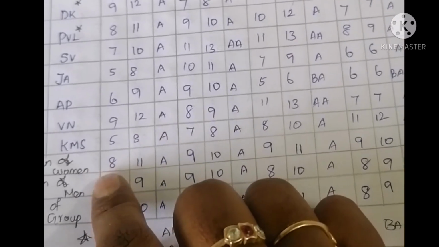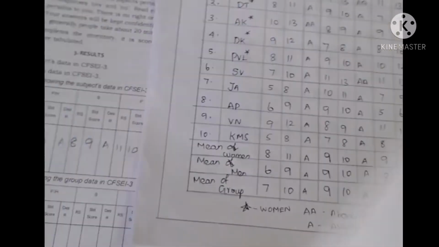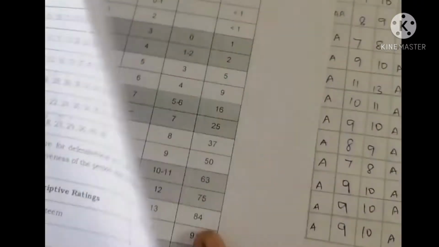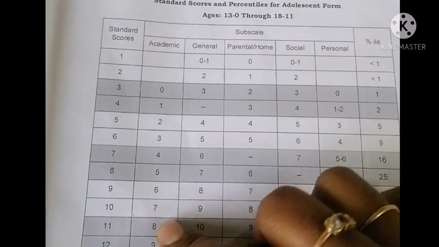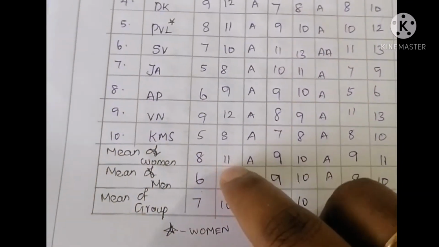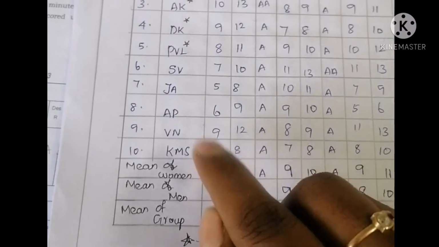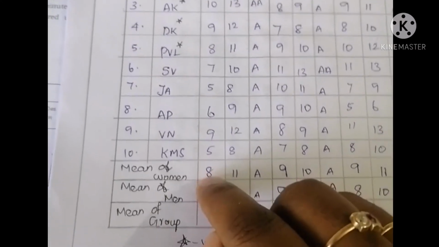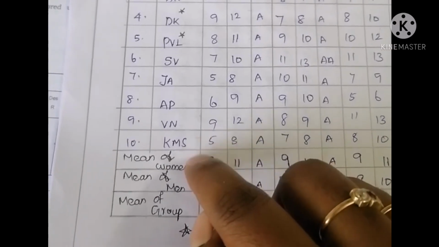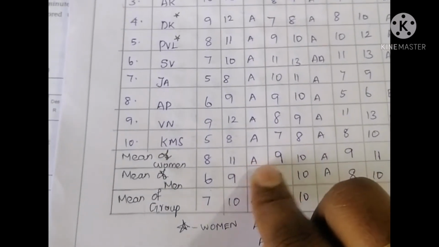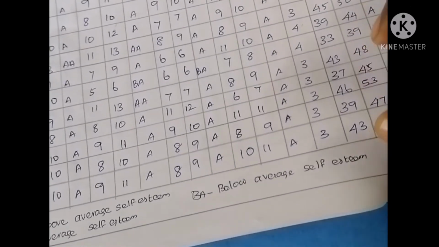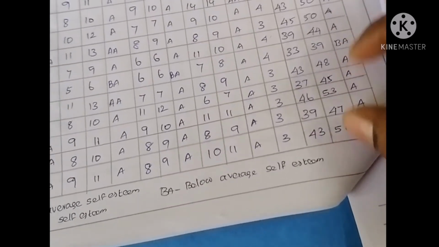After the mean, you find out the standard score for 8. You already know how to find it. In academic, 8 has a standard score of 11. Then put the 11 here. Like that you find out the standard score. Don't take the mean for the standard score. Find the mean for the raw score and then find the standard score for this raw score. This comes under average self-esteem. Same as in the global score also, use this formula.